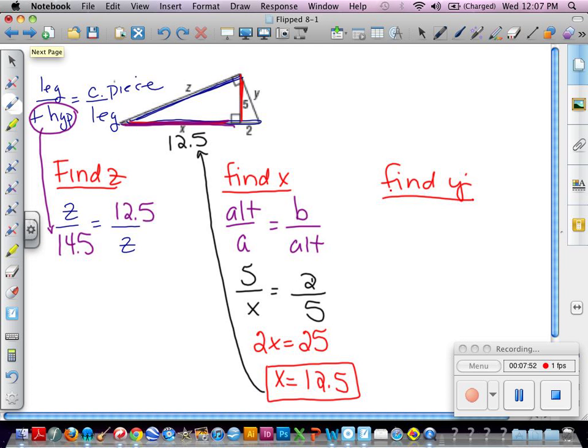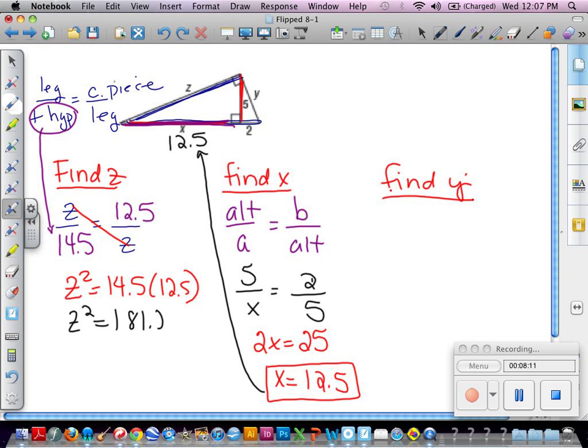Okay, I'm cross multiplying. Z squared equals 14.5 times 12.5. I'll multiply 14.5 by 12.5. Because of the decimal, I'm not going to be able to simplify the radical. I'm going to have to punch that in my calculator. I'm going to hit the square root here. And z equals, I'm going to have to round to 13.5.